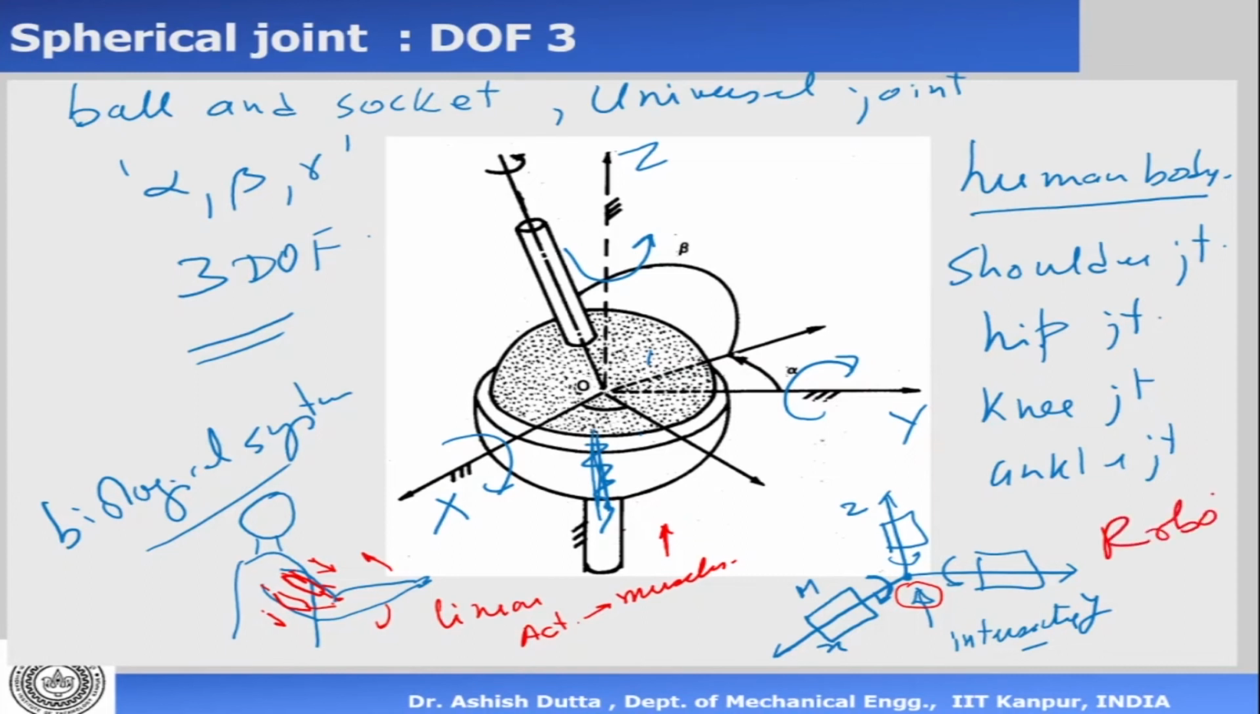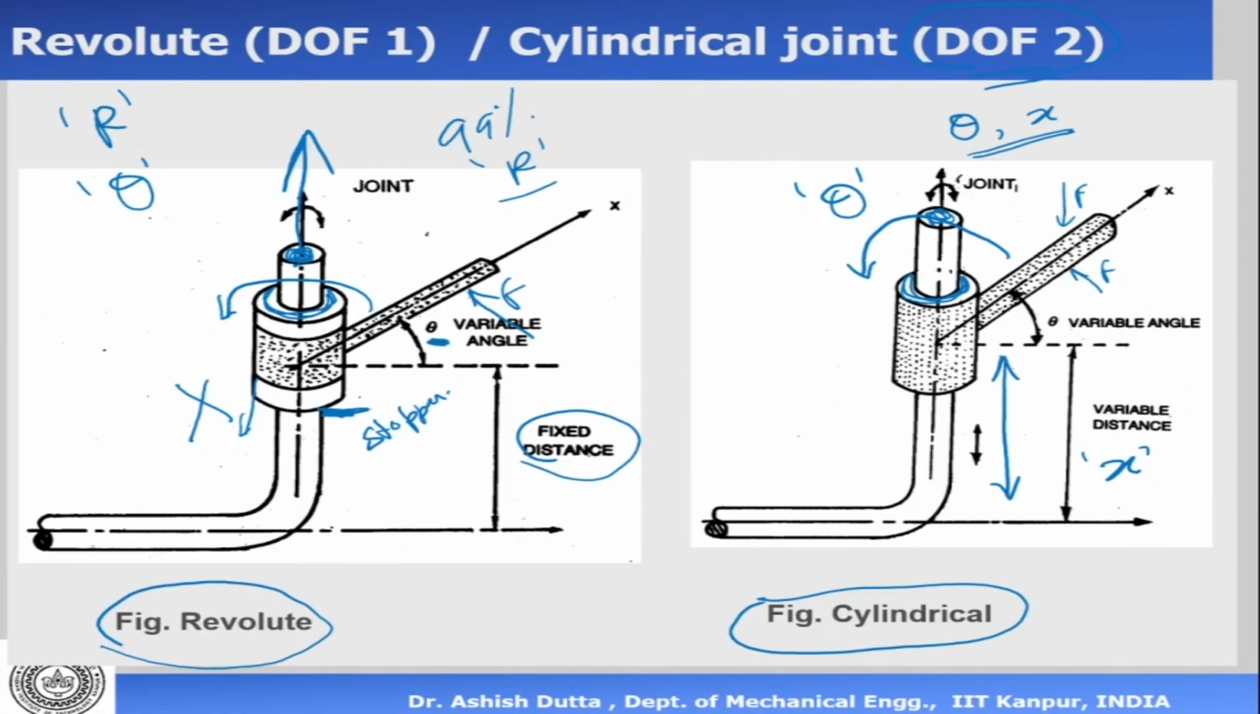A robot is actuated by motors, which are not linear actuators, they are rotating actuators. So please understand this. This is something to understand about how motion is produced in biological systems and also in robotic systems. So in robotic systems, 99% of the time we use revolute joints having 1 degree of freedom.